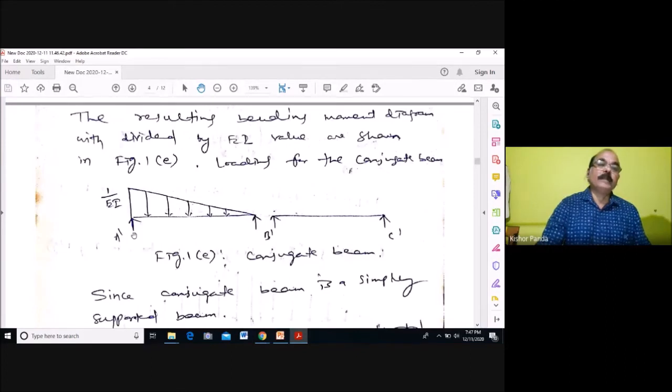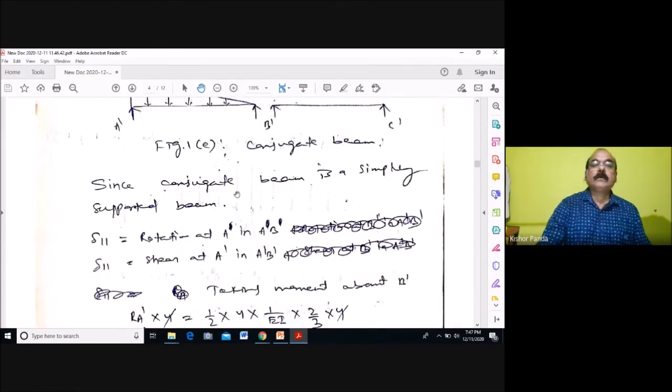Similarly here you can find out, due to the unit force at coordinate 1, what is the displacement at coordinate 1 and what is the displacement at coordinate 2. Since the conjugate beam is a simply supported beam, delta 1 means the displacement at coordinate 1 due to unit force at coordinate 1.